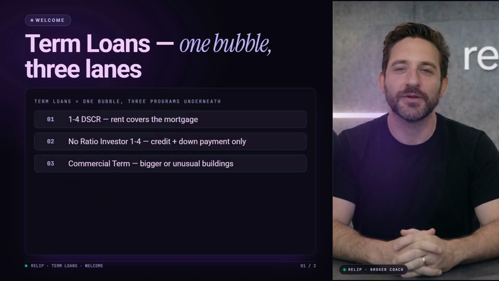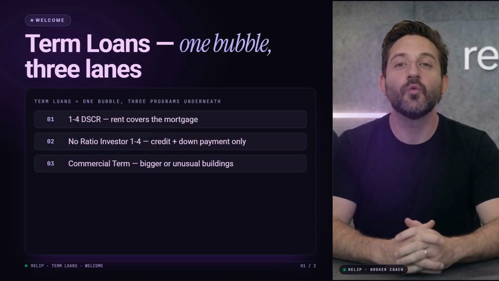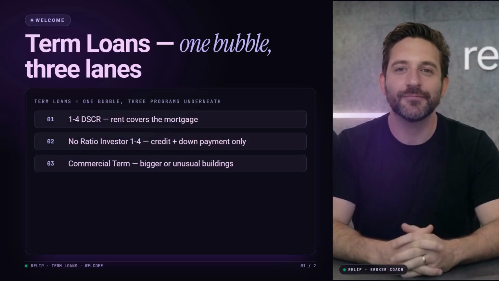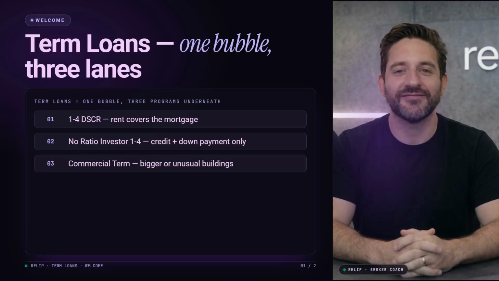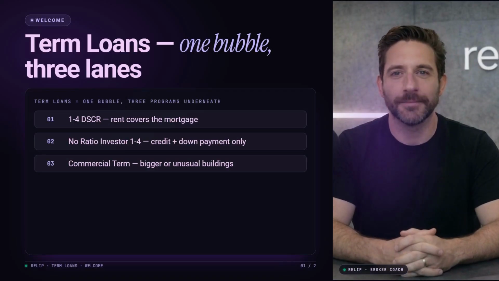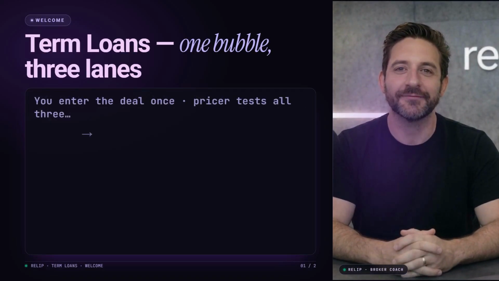Here's what used to make term loans confusing. We don't have just one term loan. We have three different programs underneath, each built for a different kind of borrower and a different kind of property. In the past, the broker had to guess which one their deal fit into. Not anymore. The Relip pricer figures it out for you.